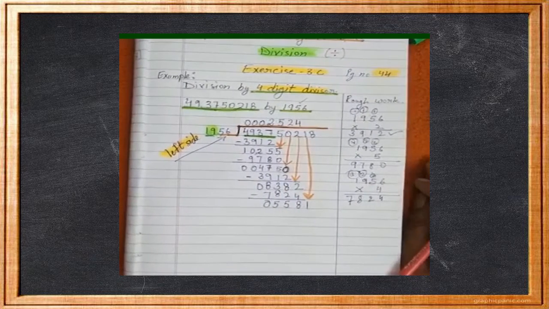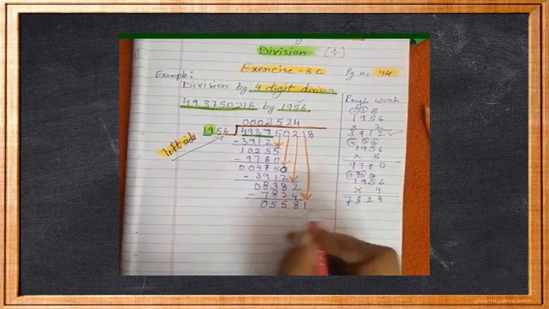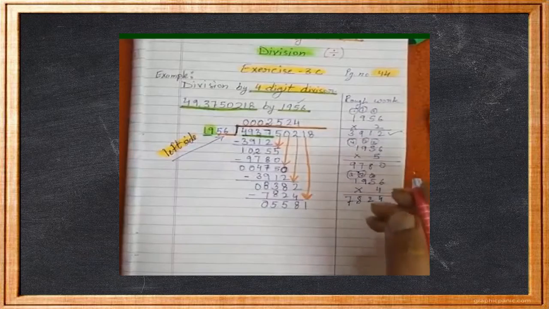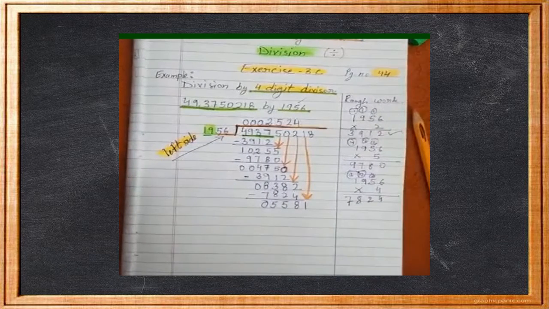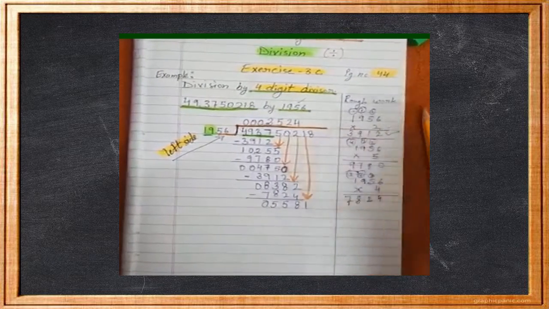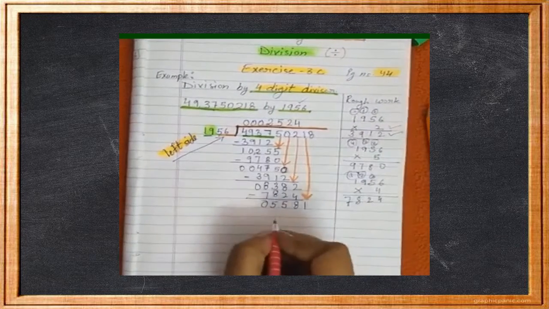Yes children, so 19 ones are 19, 19 twos are 38, 19 threes are 57. Now children, see, 57 is again bigger than 55. So don't take threes. So now what will you be taking? 19 twos are 38. We have already done 19 twos here, and we got 3912. So I am not doing it again. Write it here.